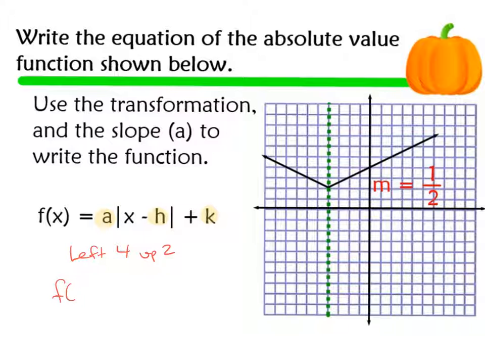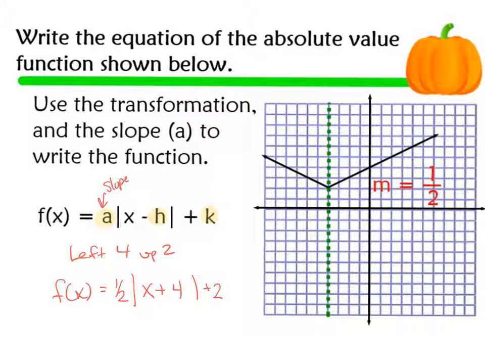So we have f of x equals a, this is actually the slope. Okay, this is my slope. So we just said the slope was 1/2. So I have 1/2, and then I have my absolute value sign, and x. Now, we are moving to the left, so that means it's going to be plus 4. Then outside of it, k is our up and down movement, and it went up 2, so we have to do plus 2.